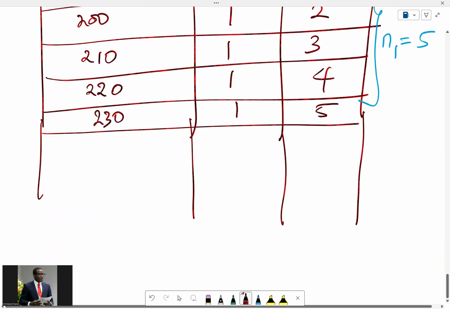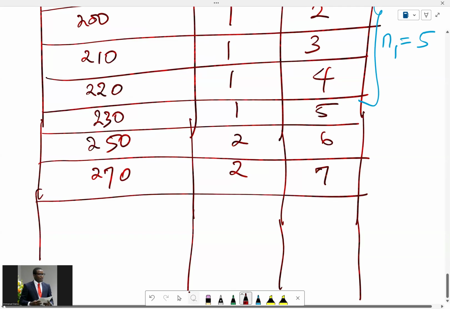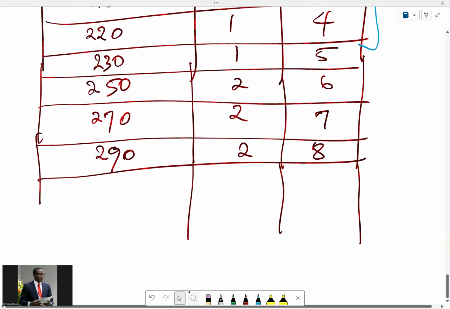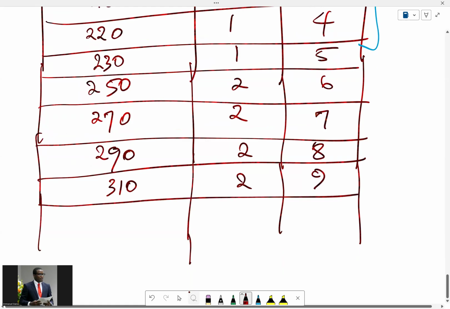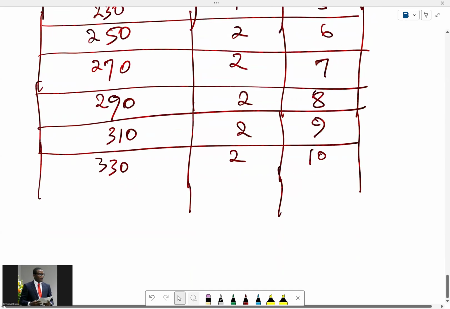Then we have 250. 250 is coming from group two, rank 6. So we rank across everything, just like for the Mann-Whitney U test. Then after 250, we have 270. It is from group two, ranked number 7. Then we have 290. It's from group two, ranked 8. Then we have 310. It's from group two, ranked 9. And then there's 330. It is group two, ranked number 10. And then we have 350.